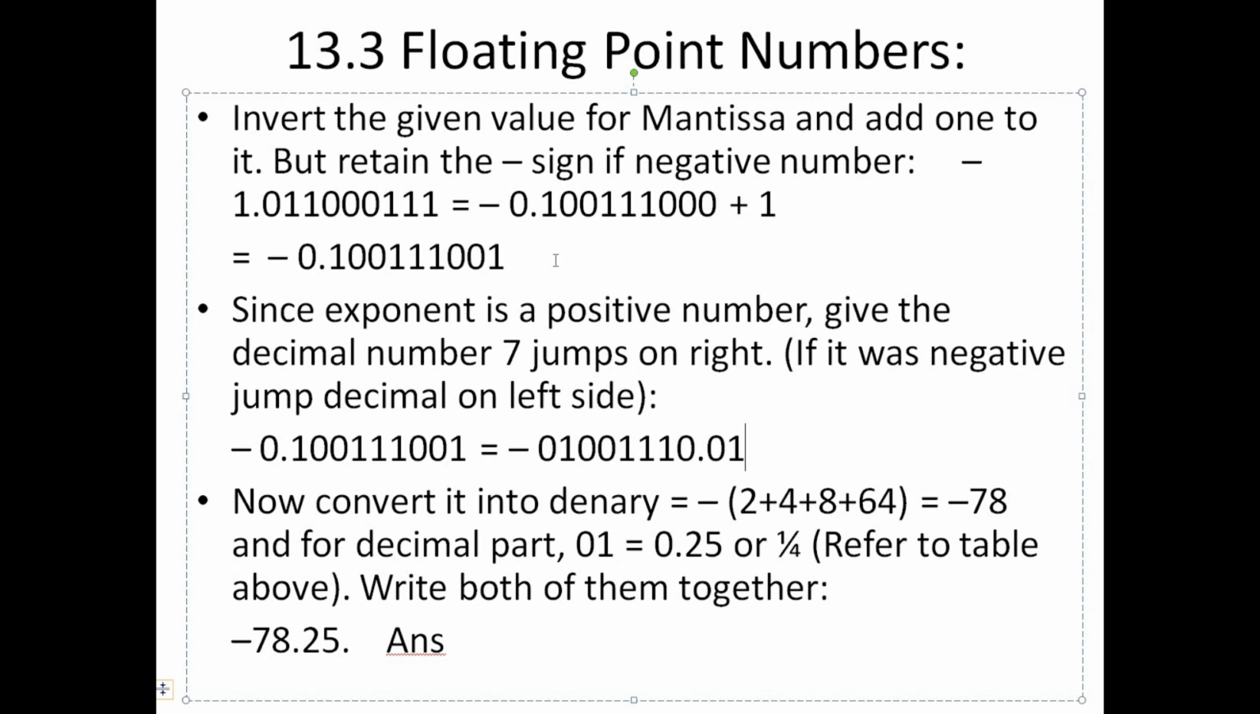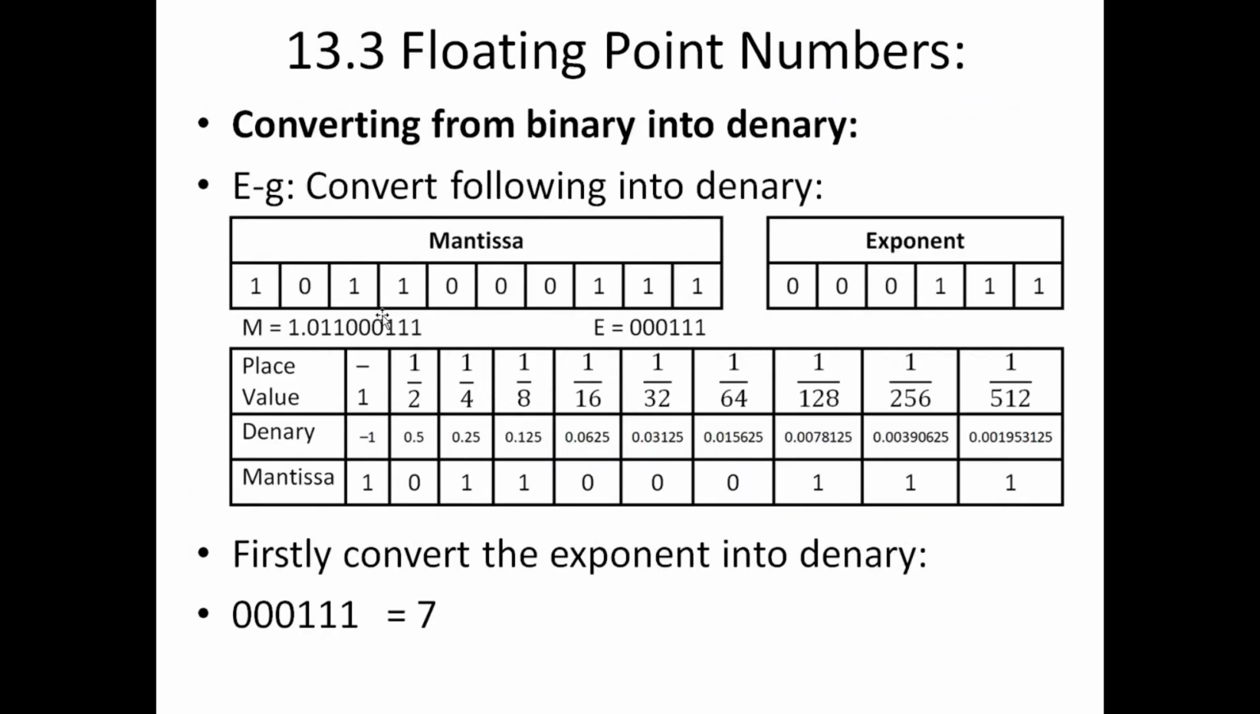Now convert it into denary. Convert it separately, the mantissa part separately and the fractional part separately. When you convert this into denary, retain the negative sign and it comes out to be negative 78. Now convert the fractional part into denary, it will become 0.25 or 1 over 4. So you can write your answer as negative 78.25 or negative 78 1 over 4, whatever suits you. I would say write it as negative 78.25. That's better.